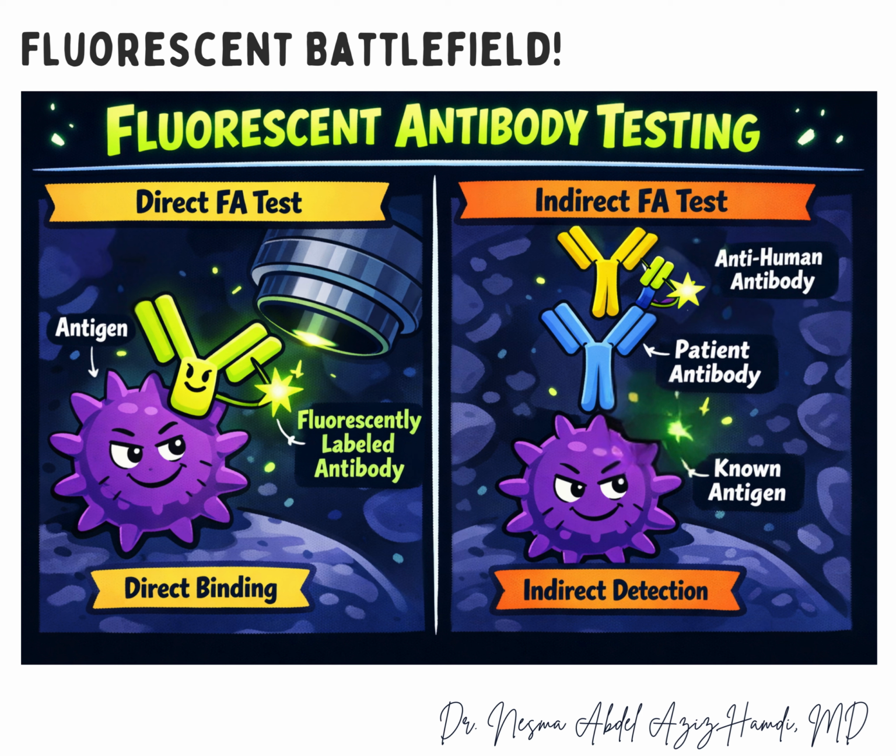In the indirect fluorescent antibody test, a known antigen is first exposed to the patient's serum, and if specific antibodies are present, they bind to the antigen. A second fluorescently labeled anti-human immunoglobulin is then added to detect this binding, producing bright signals that reveal whether the patient has mounted an immune response to the pathogen.